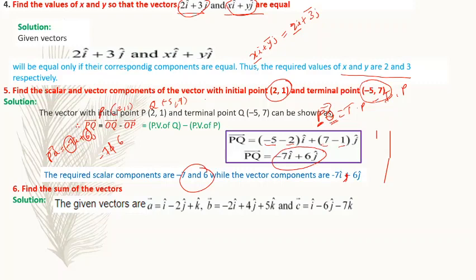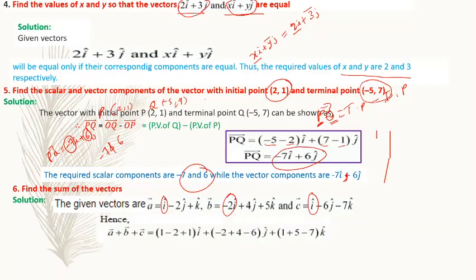Already we have discussed the addition of the vectors in the properties, correct? How to add the vectors? Very simple. Vectors can be added by the corresponding elements of the given vectors. The corresponding elements means the coefficient of i of A will be added to the coefficient of i of vector B and the coefficient of i of vector C. So for these three vectors, the coefficients of i, j, k, corresponding elements we have to add, then we get the vector.